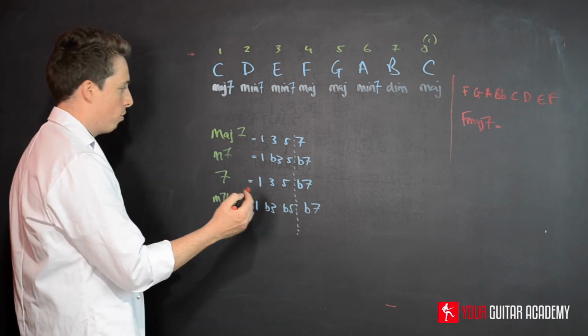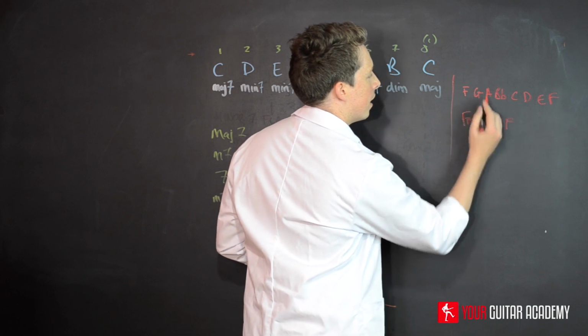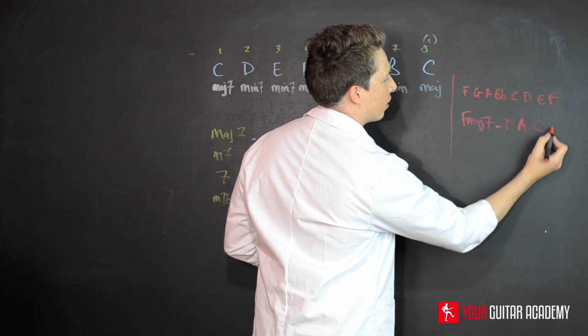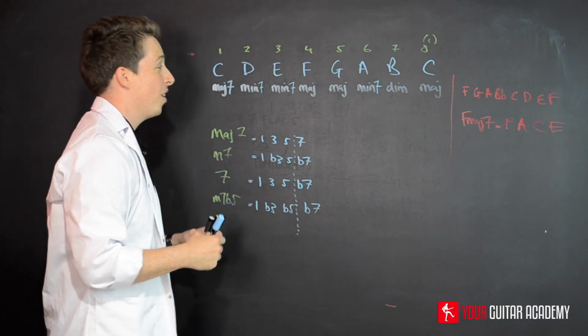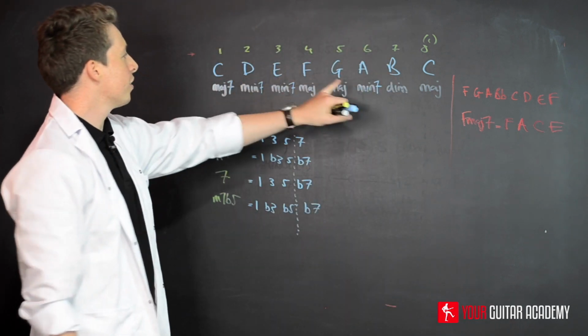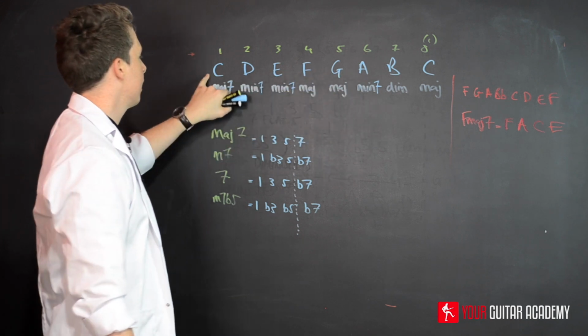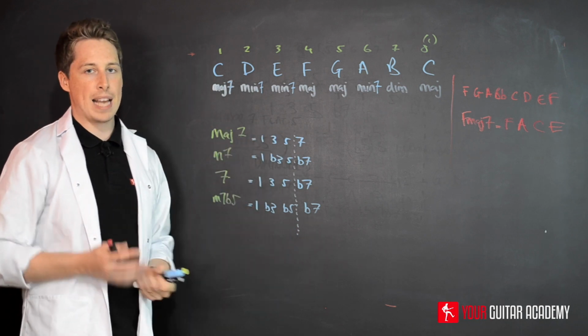Now we can apply the formula. So F major 7 is root, which is F, third, which is A, fifth, which is C, and seventh, which is E. How about that? Now, straight away, looking at this, you can see the F is there, the A is there, the C is there, and the E is there. So this is going to be an F major 7.